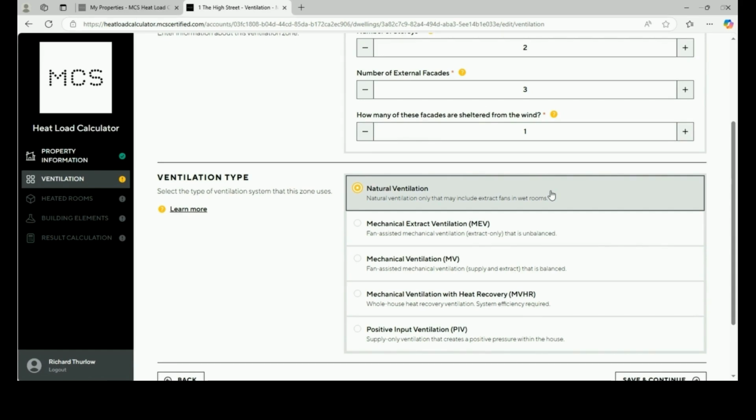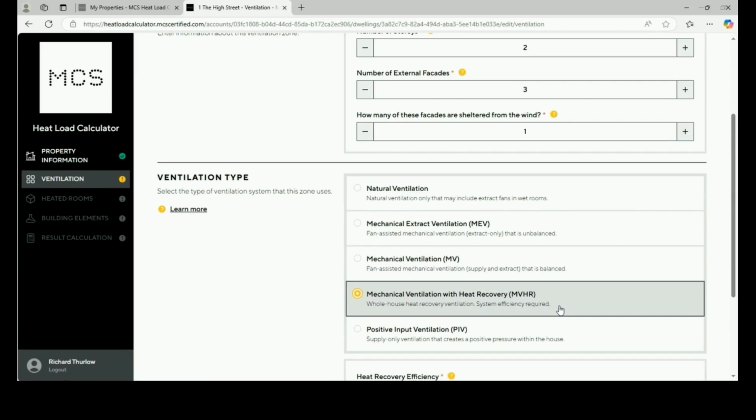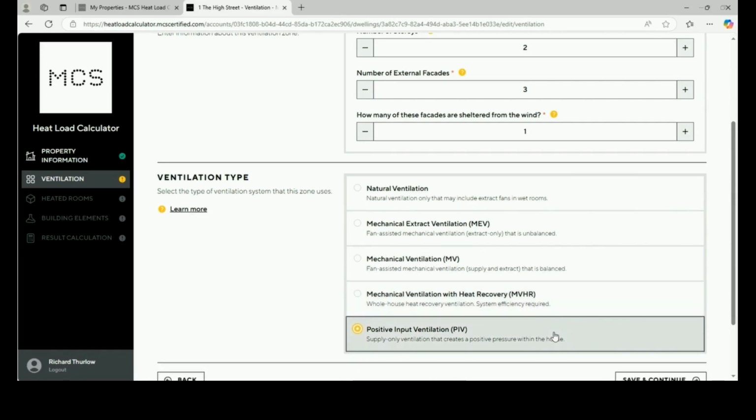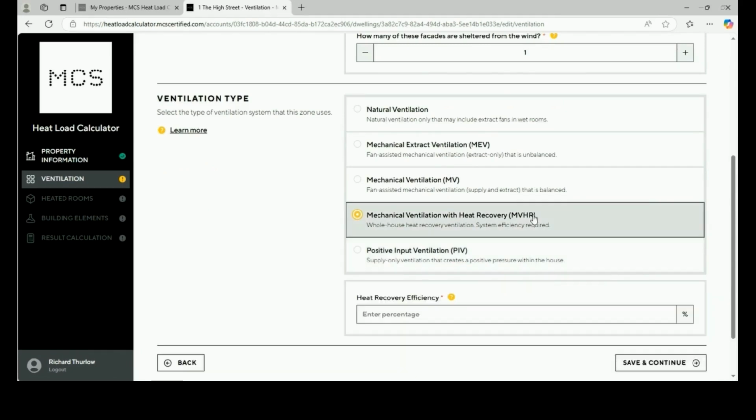If you have a mechanical system installed in that zone, you can select either mechanical extract ventilation, MEV, mechanical ventilation, MV, mechanical ventilation with heat recovery, so that is MVHR, or positive input ventilation, PIV. If you do select mechanical ventilation with heat recovery, you are required to enter the percentage of heat recovery in the box. Usually this is something that will be supplied by the manufacturer.